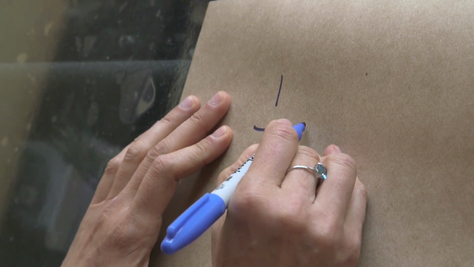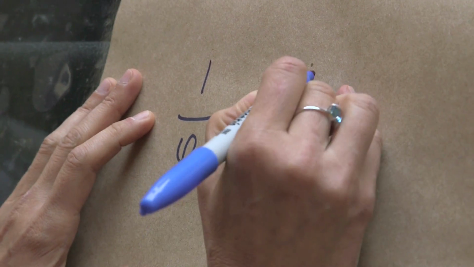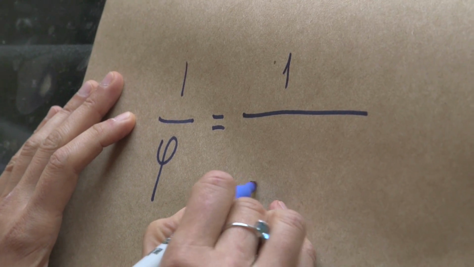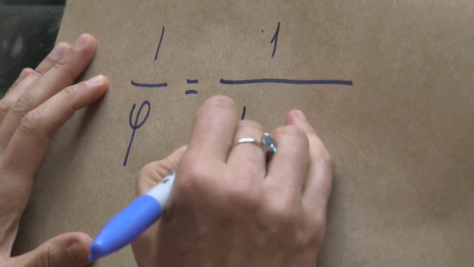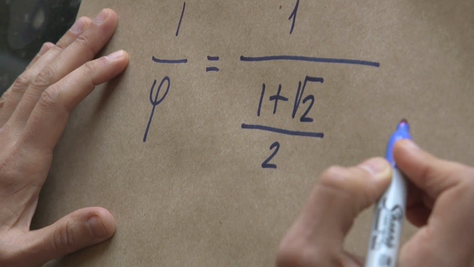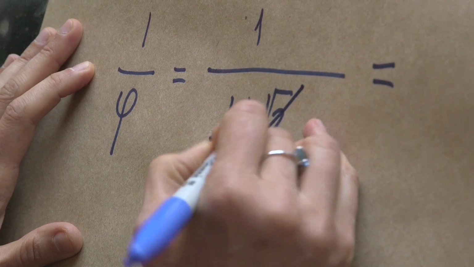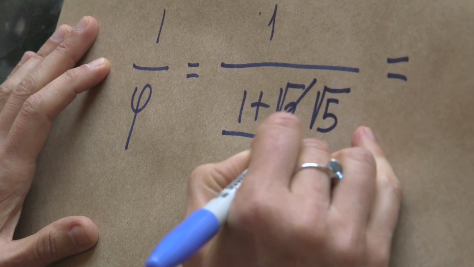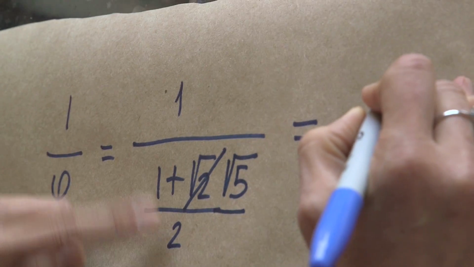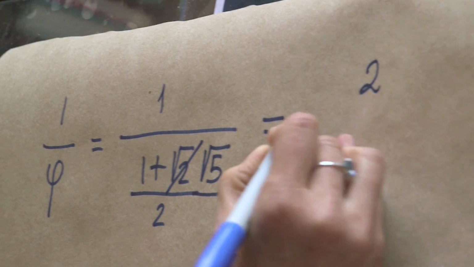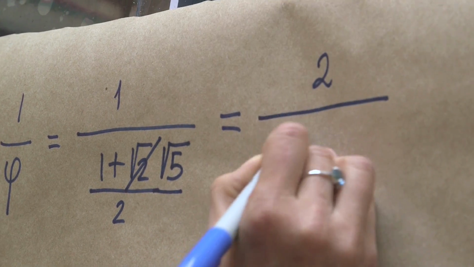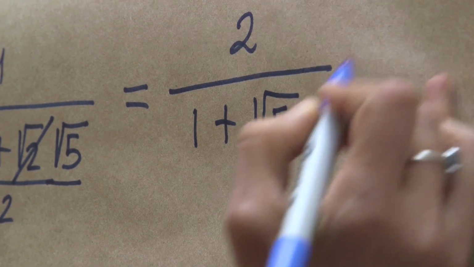All right, so 1 over phi is 1 over, what was the golden ratio? 1 plus square root of 5, yes? Over 2. Oh, I wrote 5, look at me. So it is square root of 5. Okay, so this 2 goes on top. This is what I was thinking about. 1 plus square root of 5.